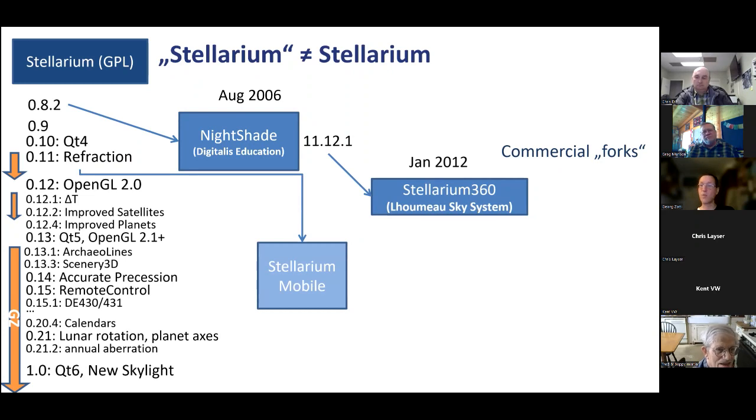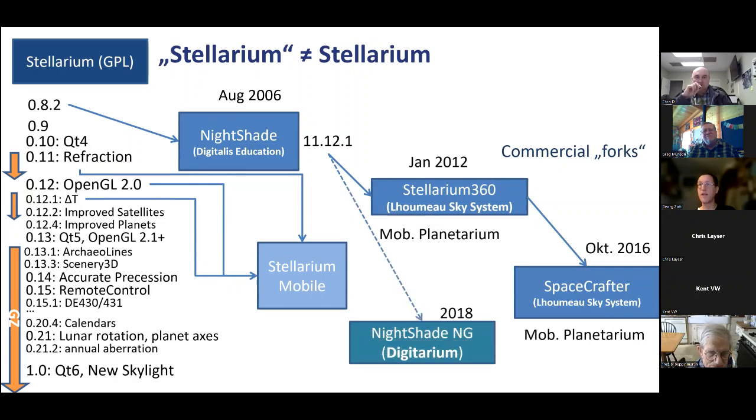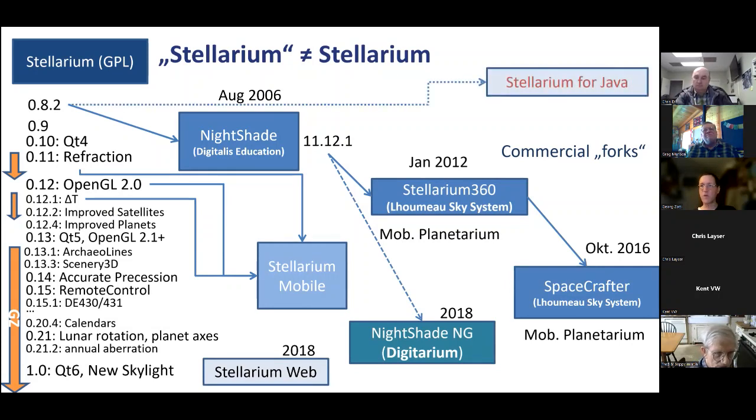There is the Stellarium mobile version for your smartphone. This has more modern features. Then there was yet another planetarium out of that. There was a new planetarium that is not source code derived from Stellarium. That's the next version of this, Nightshade. And then there is Stellarium Web now, that runs in your web browser. And there even was a Stellarium for Java. So this was a dead end. There's no further development on that one.